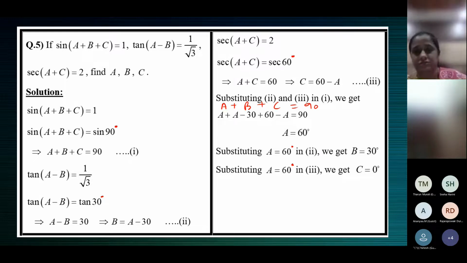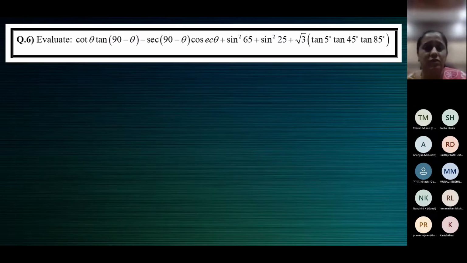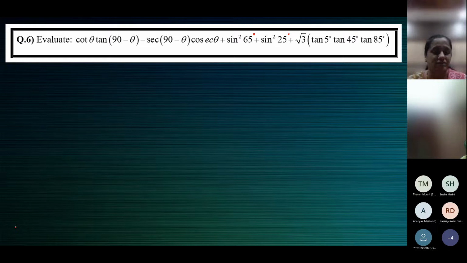Done, children? All right. See the next one. Evaluate cot theta tan of 90 minus theta minus secant of 90 minus theta cosecant theta plus sine square 65 degrees plus sine square 25 degrees plus root 3 tan 5 degrees tan 45 degrees tan 85 degrees.